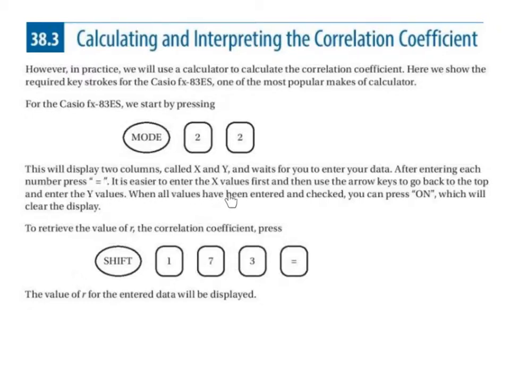When all values have been entered and checked, you can press On, which will clear the display. To retrieve the value of r, the correlation coefficient, press Shift 1 7 3 and equals. The value of r for the entered data will be displayed.